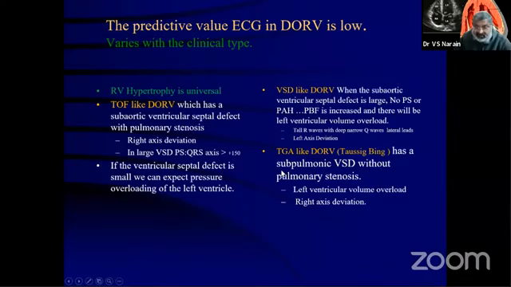Now, if your VSD is sitting below the pulmonary valve, that means it is a TGA type of DORV, which we call the Taussig Bing variety. Once again, the pulmonary blood flow would be large, but here the axis would be rightwards, because in transposition physiology, the axis is always rightwards.